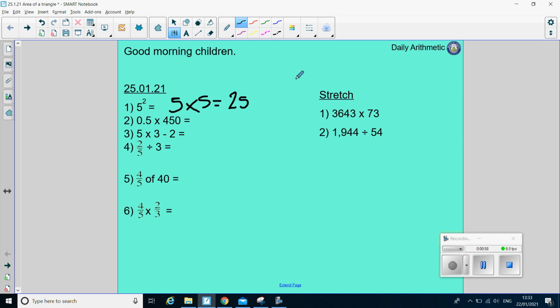Okay, question 2, we've got 0.5 times 450. We've had this kind of question before. 0.5, if you remember, is the same as a half. So this question is basically saying what is a half of 450. So I would try and do this in my head. What is half of 400? That's 200. What is half of 50? That's 25. So half of 450 is 225.